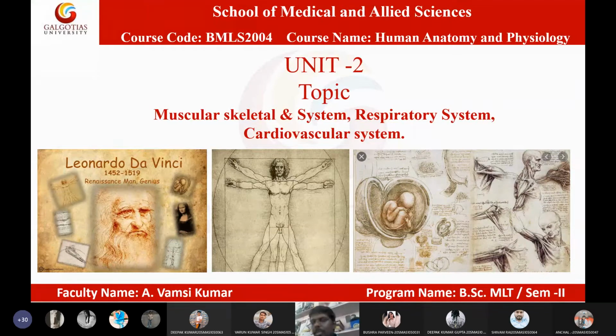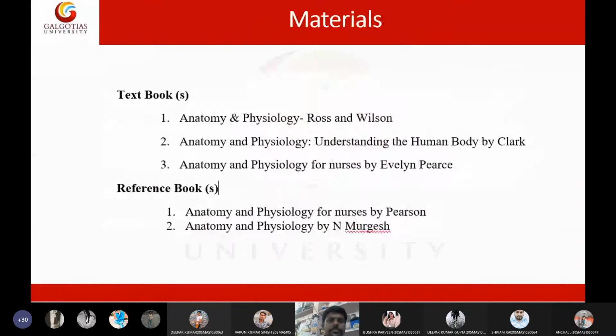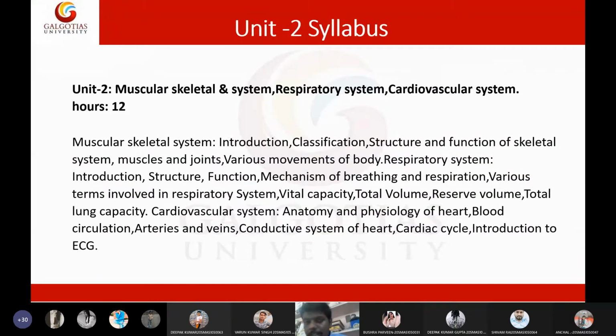The subject code is BMLS 2004, and the subject name is Human Anatomy and Physiology. Currently, we are in Unit 2, where we are discussing the musculoskeletal system. In this, we already finished the classification, then the structure of skeletal muscle, then the various joints. Then we are discussing the various types of movements of the body. Then I will discuss the bones present in the human body.